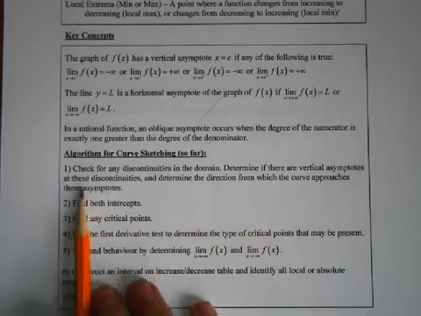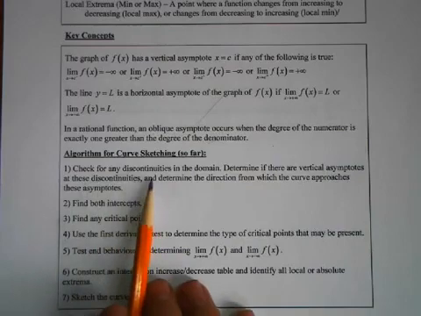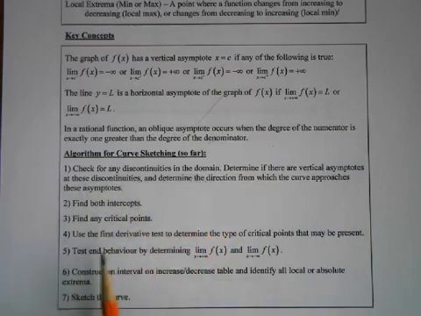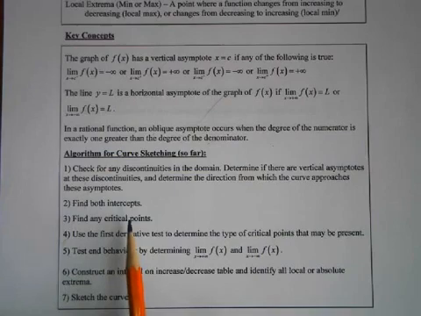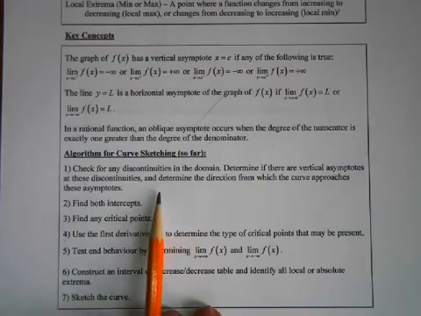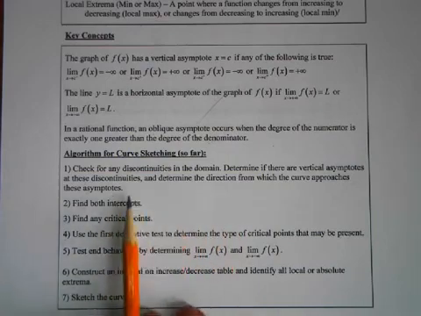Okay, so the first thing we're adding is check for any discontinuities in the domain. That could be a hole, it could be a vertical asymptote. And if it's a vertical asymptote, we want to find the behavior at these points. Is it going towards positive or negative infinity? We have to be able to do that.